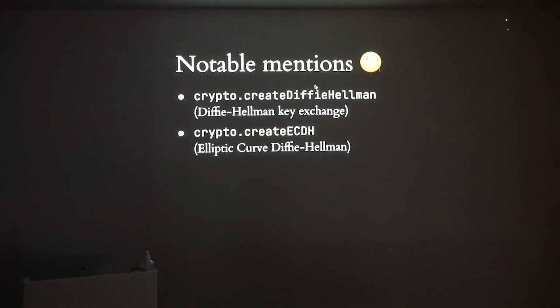We have another notable mention. Also in the 1970s, a different group of researchers published a different solution to the key distribution problem. This is known as the Diffie-Hellman key exchange, and it is available in the crypto module, as well as another, I would say, more popular algorithm used today by the same group of researchers. This is elliptic curve Diffie-Hellman, also available in the crypto module.